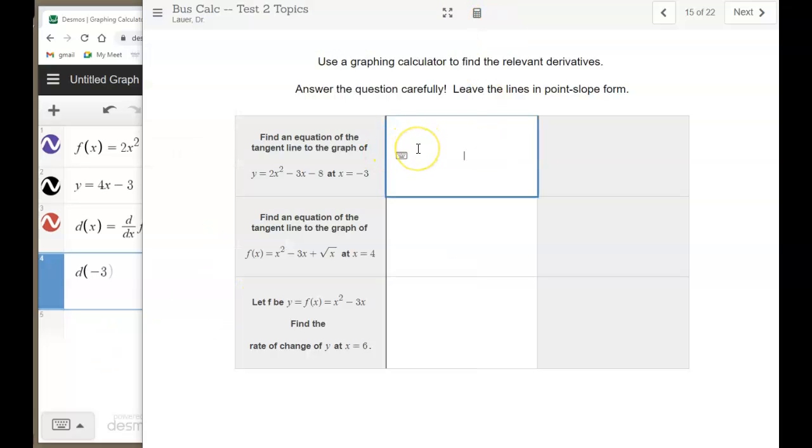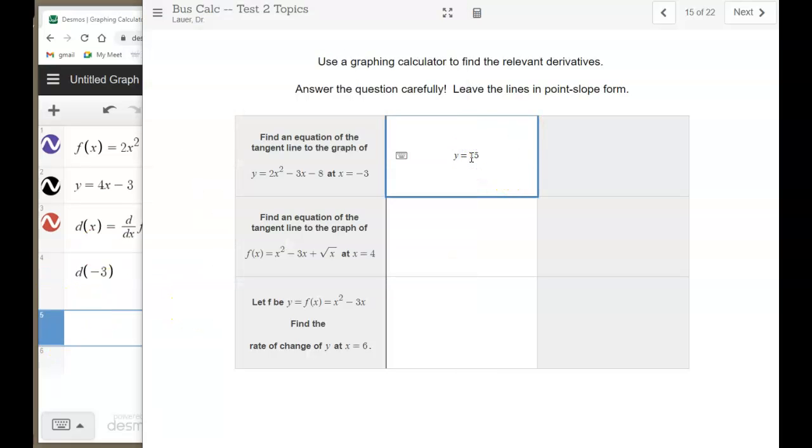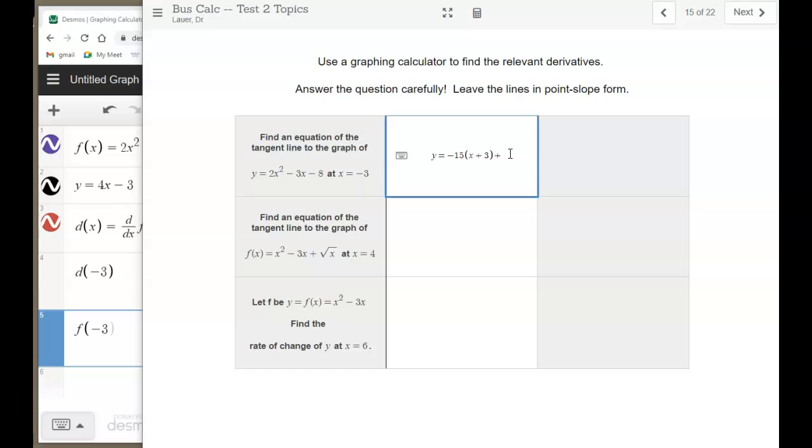So the equation of the line is y equals 15. Let's check that again. Negative 15 of x plus 3, because it's x minus x1. And then I need to know what the y value is. Well, f of x is my y function, so f at negative 3 is what I need. And that gives me 19. So this would be plus 19.